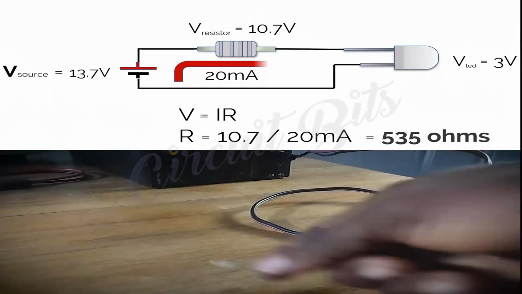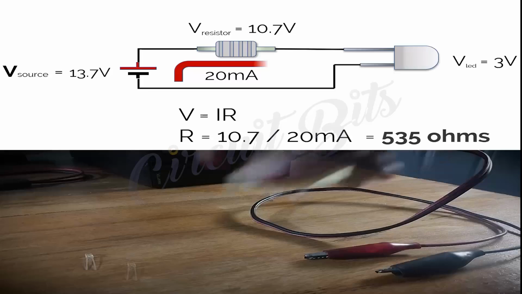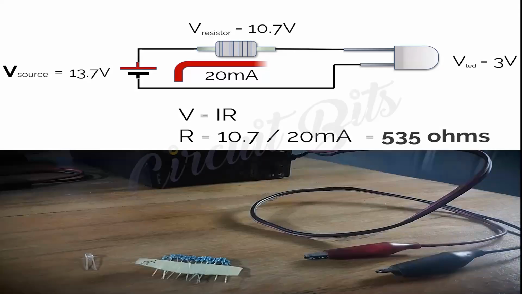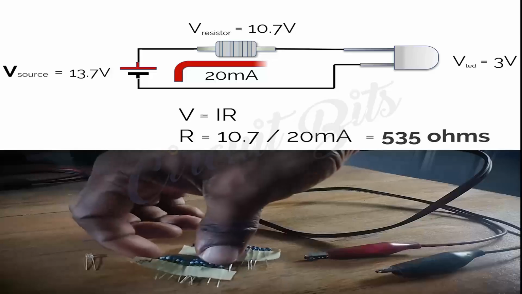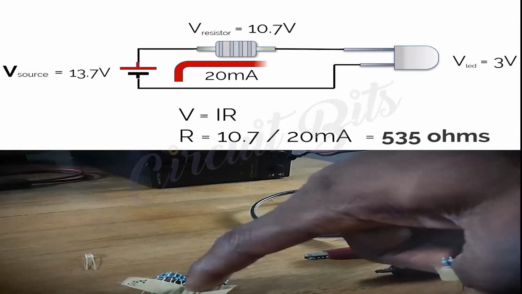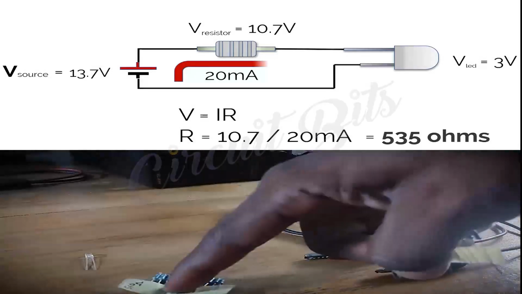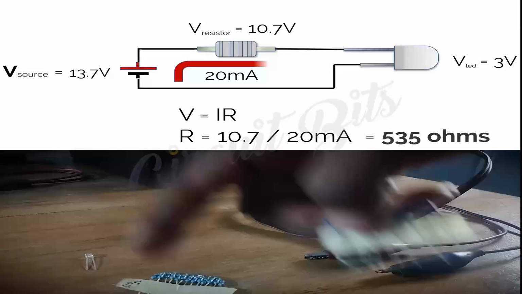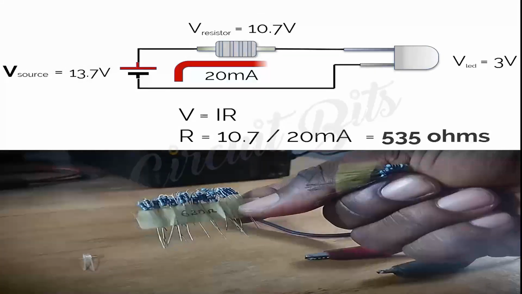But I don't have 535 ohm resistors. I rather have 510 ohm resistors, and I have 680 ohm resistors. These are the closest values I have. A 510 ohm resistor will be smaller than 535. If we use this, we are going to be passing more current than 20 milliamps. So I have to use a higher resistance, and the next I have in value is 680 ohms.